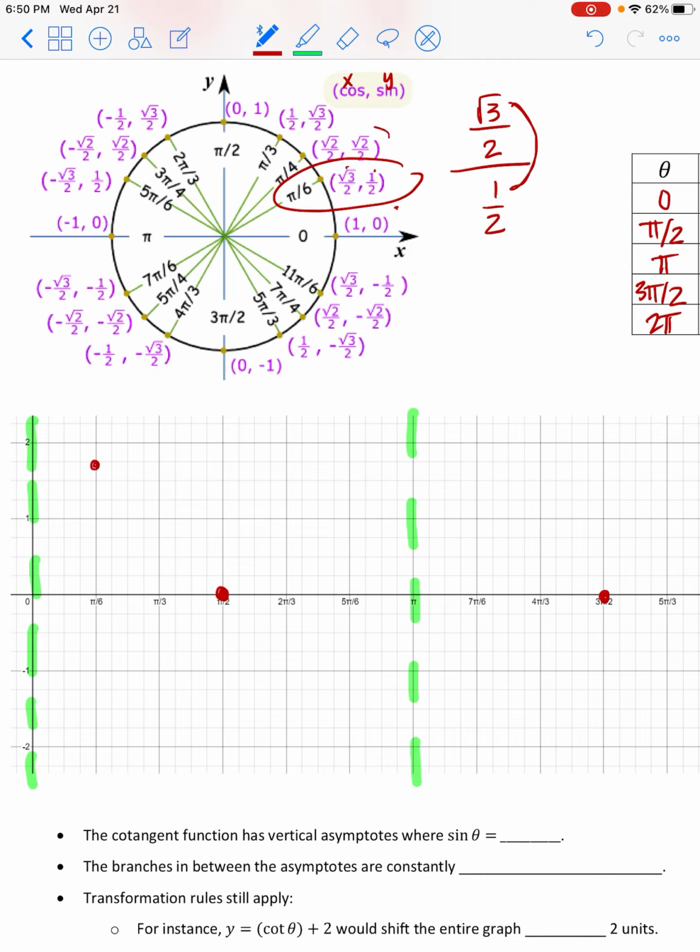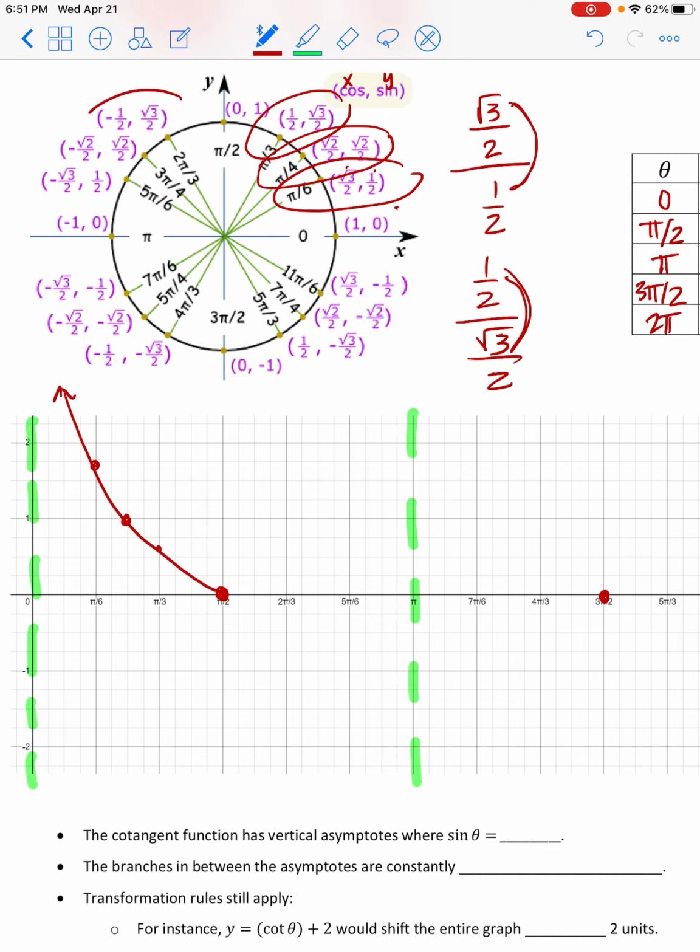So at pi over 6, we're going to be up here at 1.7-ish. And then at pi over 4, anything divided by itself is 1. So we're going to be at 1 here. And then at pi over 3, we're going to get 1/2 over radical 3 over 2, and that's going to be 0.6-ish. So we do have these same values that we saw before, but this time we're decreasing. We're headed toward that point and getting closer to the asymptote here. And then as we turn the corner, we have 1/2 over radical 3 over 2 again. So that's going to be 0.6 again, but it's negative.